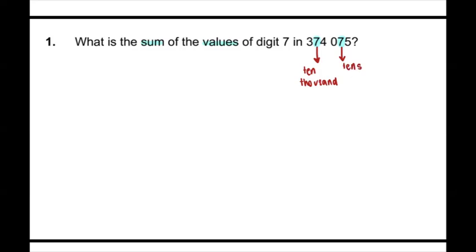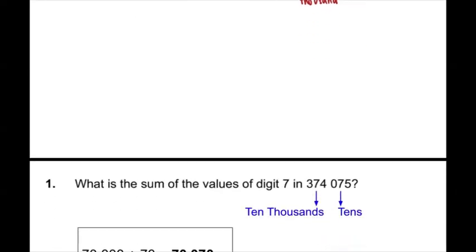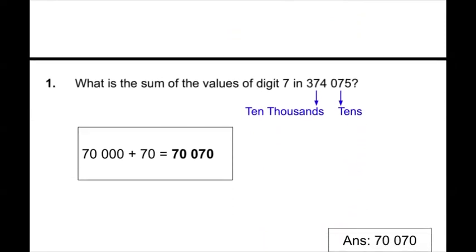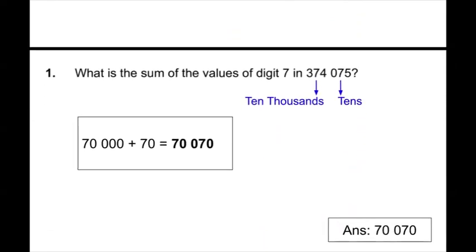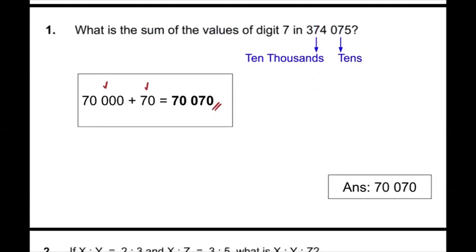Having said that, your first step is to identify the place value of those sevens and then answer what is required of you based on the sum. The question is asking you for sum. Sum means to add. Therefore, you know that the values of digit 7 would be 70,000 plus 70. Therefore, it gives you 70,070. That's the answer for the first question. This question is rather straightforward. Now, let's move on to question number 2.